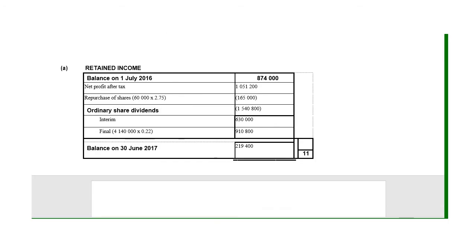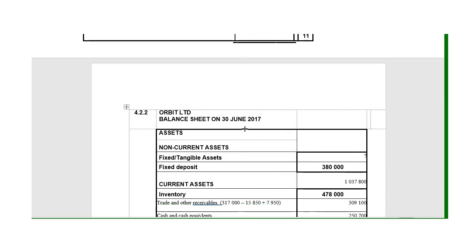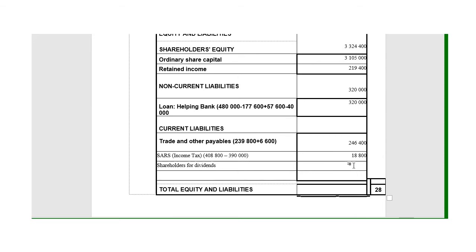So I can just go back to the retained income, and there I calculated the final. It was 910,800. So that 910,800 is the figure that I must put in for shareholders for dividends. So there's no calculation needed. I can simply put in whatever figure I got when I did the retained income note. Let's just align it quickly.